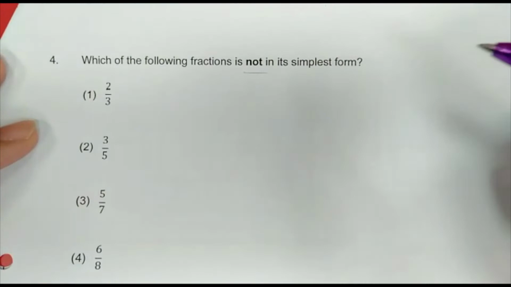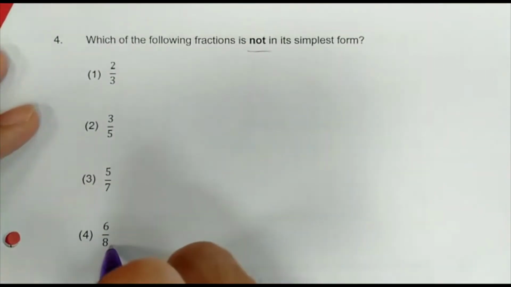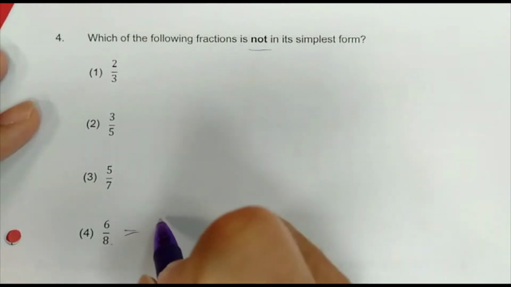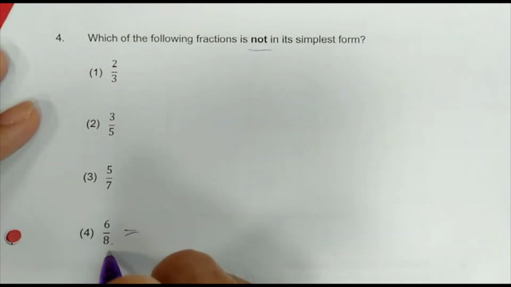Which means that it can still be simplified further. And that will be 6/8. You can simplify it further by dividing the numerator and the denominator by 2 and you get 3 quarters. All the rest of these fractions are already in the simplest form. They cannot be simplified any further.